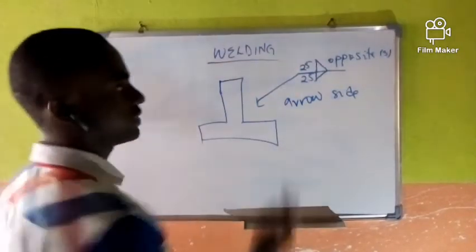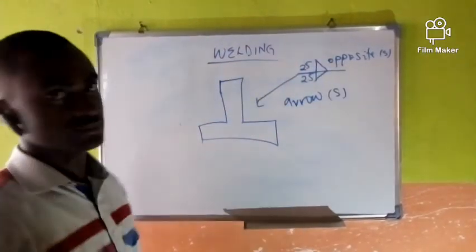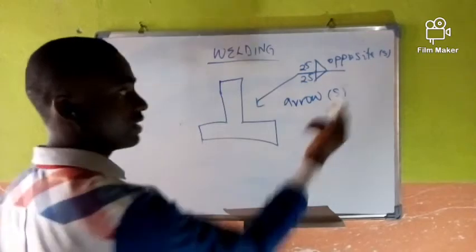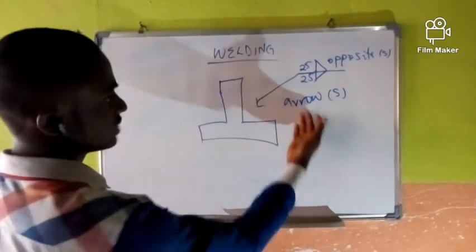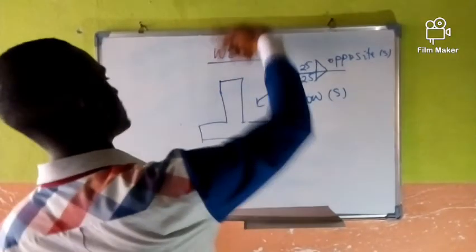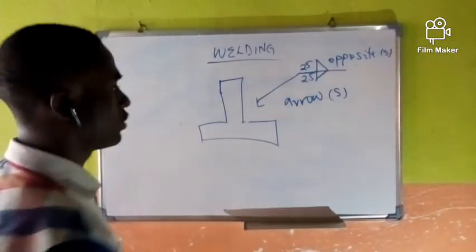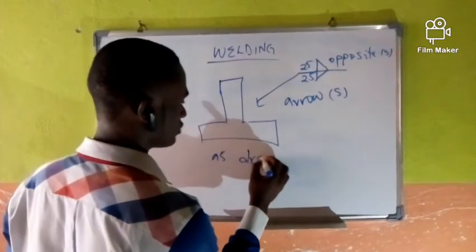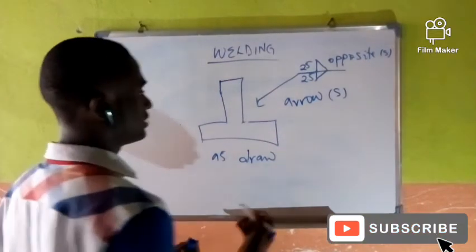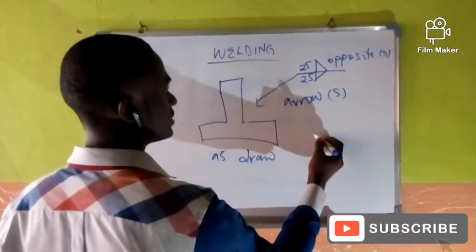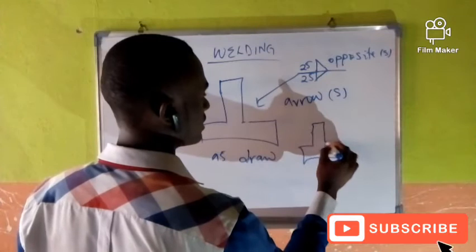So let's use this too for you not to be confused. Because of what we are doing, we are using X to represent side. This is the arrow side, which is this part, while the opposite side happens to be this part. Now when something like this is given to you, it means that this is as drawn. When you will weld, or carry out the welding activity, what they need is something like this, something like this.